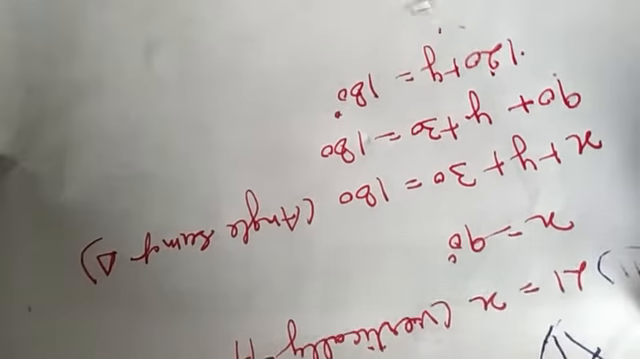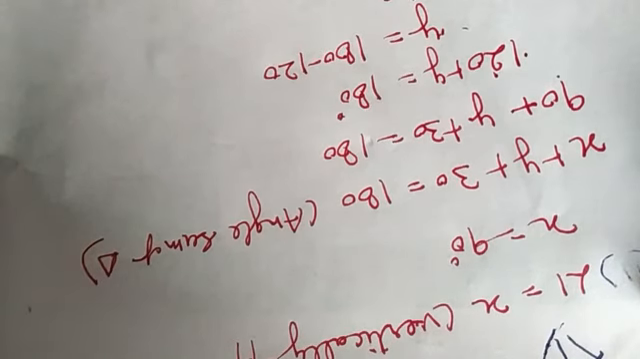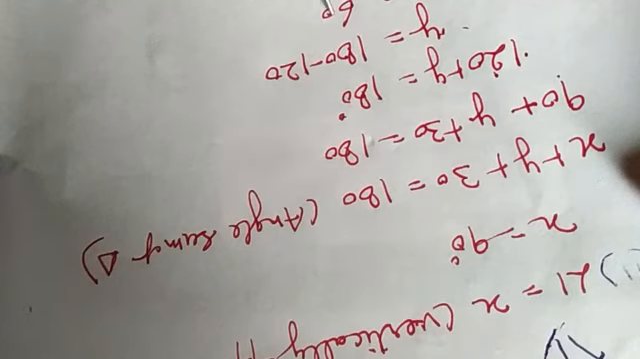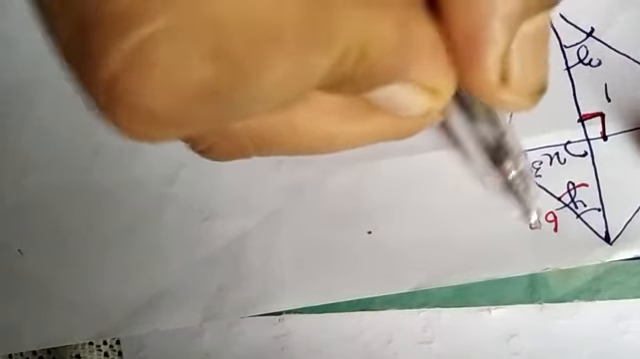So y will be 180 minus 120. So y will be 60. Now we got this angle y as 60. This angle we got as 60.